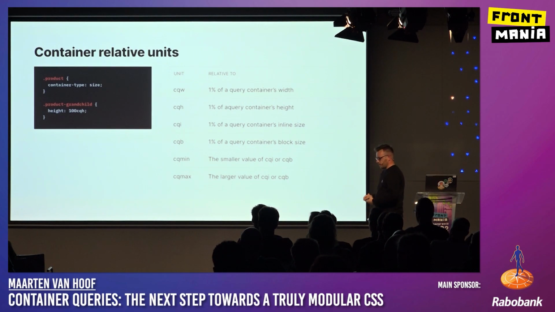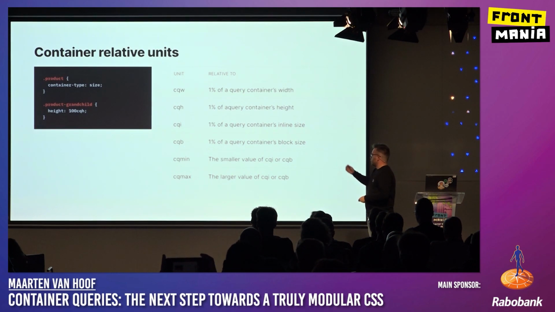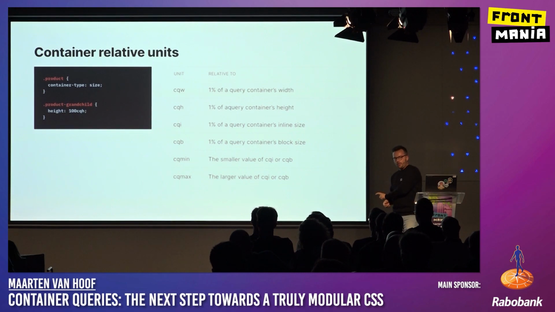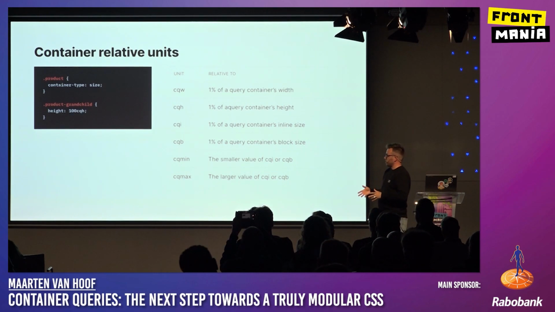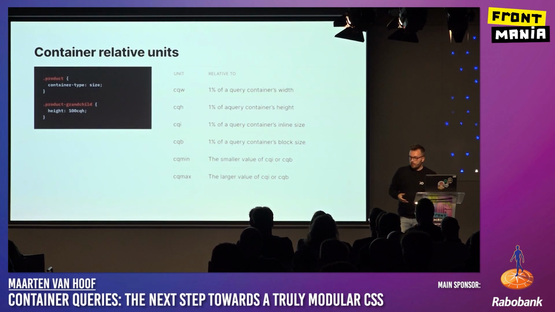Next to size container features, container queries also give us support for using container relative units. These are just like viewport relative units, where we say, okay, cqw, for instance, is a percentage of the container's width. We could do some interesting stuff with that, and I'll show you that in a minute. In this example, the container type is set on the product. It's the size container type, and then a child or a grandchild, whatever, can use the container relative unit. For instance, here, the grandchild should be 100% of that product.